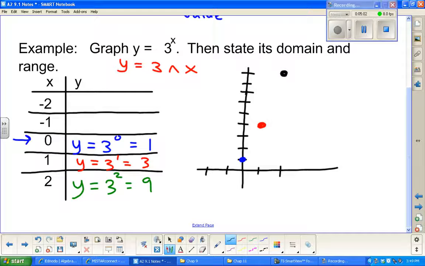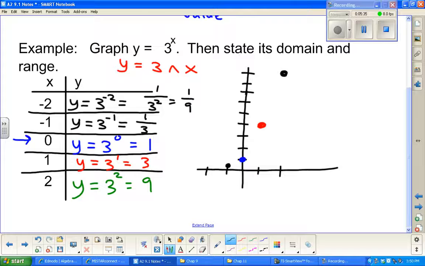Let's see what happens if we throw in a negative 1. If y equals 3 to the negative first power, we have to remember a negative exponent means it goes in the denominator of a fraction. So it's 1 over 3, it's 1/3. So just estimate (-1, 1/3), somewhere down here. And if the exponent was negative 2, that's going to be 1 over 3 to the second power, which is 1/9.